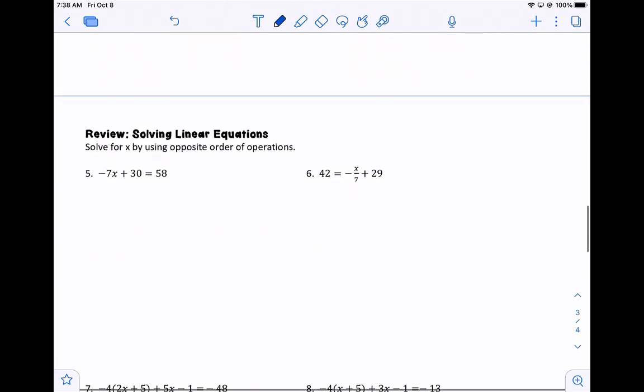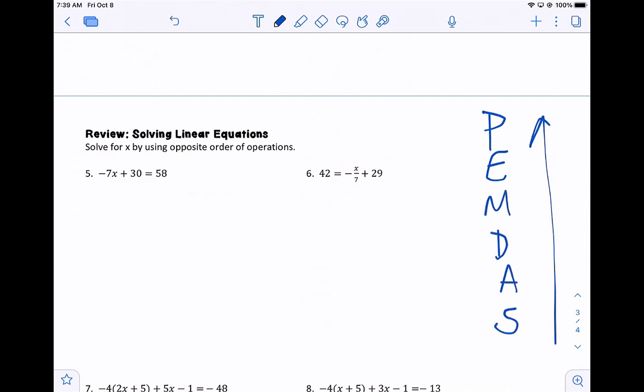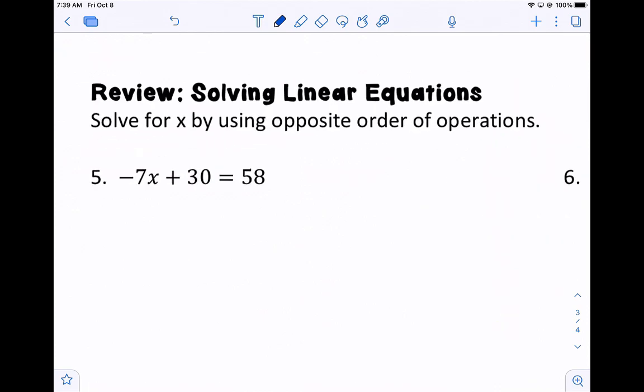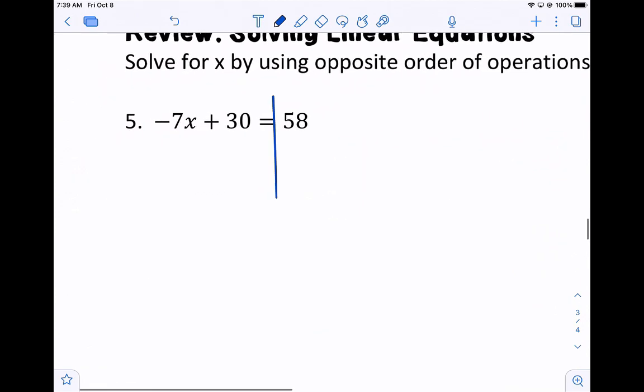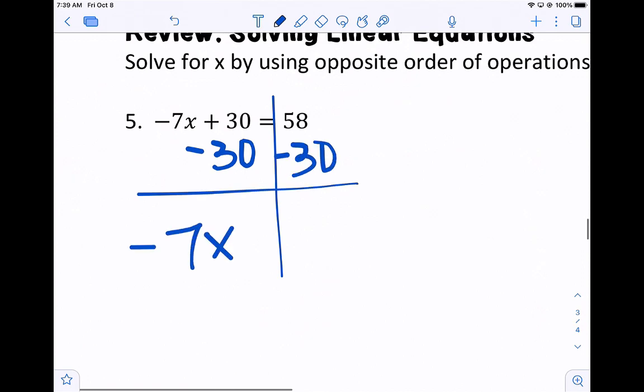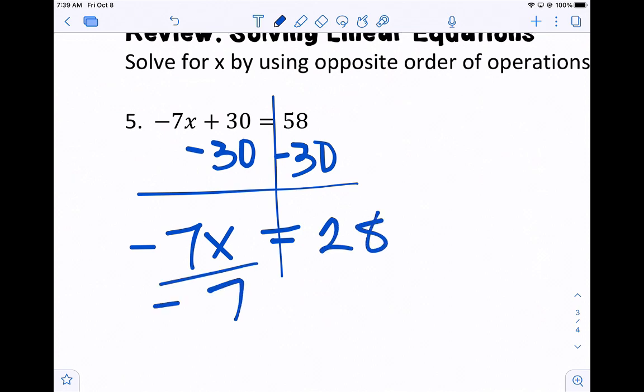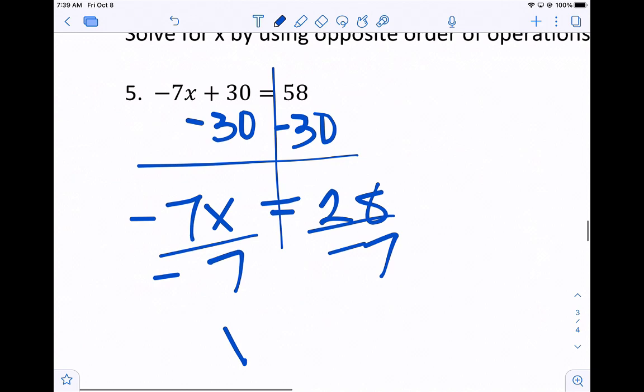The next part of our lesson will review solving linear equations. To solve, you use opposite order of operations. So we have our PEMDAS right here. When you're solving for a variable, we go opposite directions. So in the first one, we have this addition and multiplication. So we're going to get rid of the addition first and then the multiplication. So to get rid of the plus 30, we'll subtract 30 from each side. We'll get -7x equals 28. And then we'll divide each side by -7, and we'll get x equals -4.